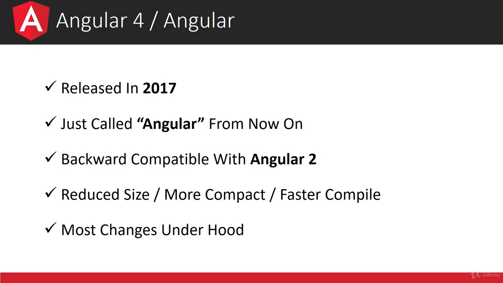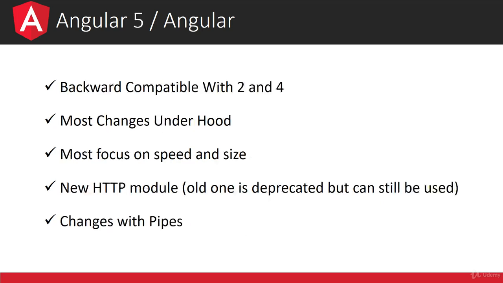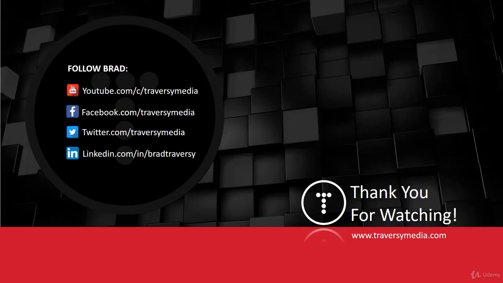Now, the main focus of 2 to 4 and 4 to 5 is to reduce the size of the framework, make it more compact, and make it compile faster. So most changes are under the hood. Angular 5, as I said, is backward compatible with version 2 and 4. Most changes are under the hood. The focus is on speed and size. There is a new HTTP module. The old one is deprecated, but it can still be used. And there's also been some changes with pipes. Those are the basic changes on the surface that had to be updated with this course.